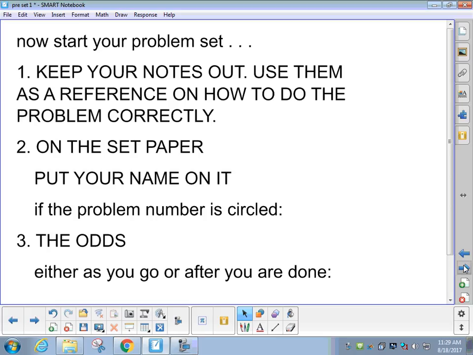All right, now then, keep your notes out because you might need them in a reference, but now's the problem set. You will need your book out and turn to page 5. Turn your book to page 5.